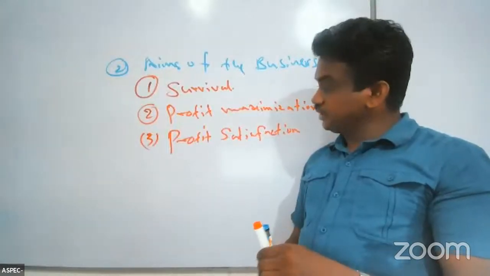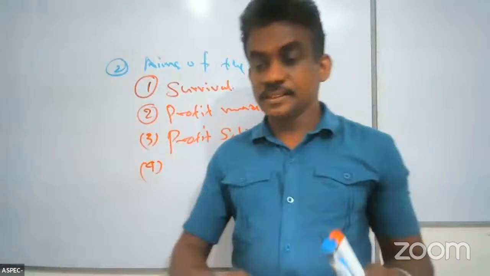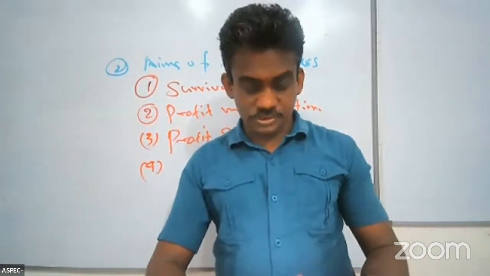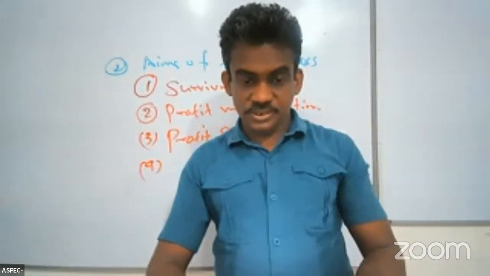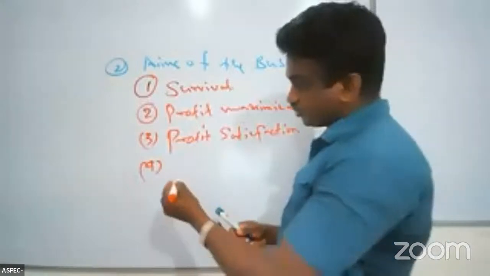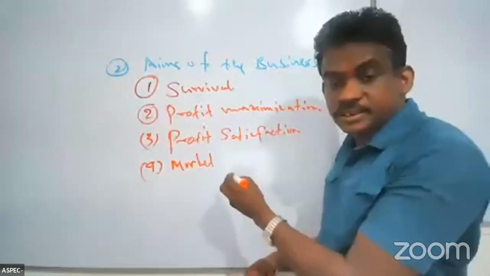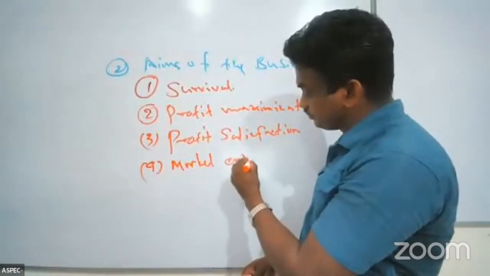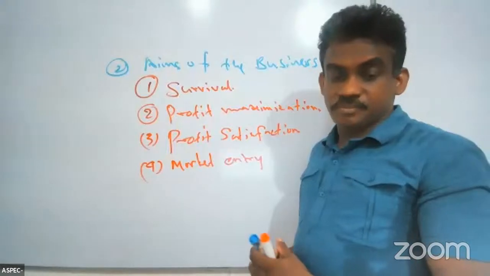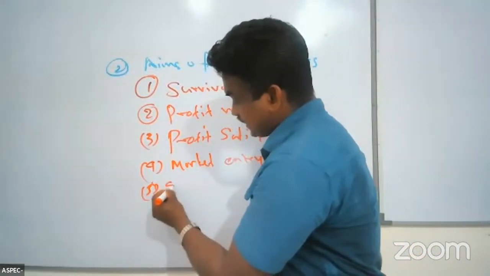Then the fourth one. Last day we discussed these things in detail. Today we are going to discuss a summary, right? Then market entry. Fourth one, market entry. We are talking about market entry, right? Then the fifth one, sales maximization.